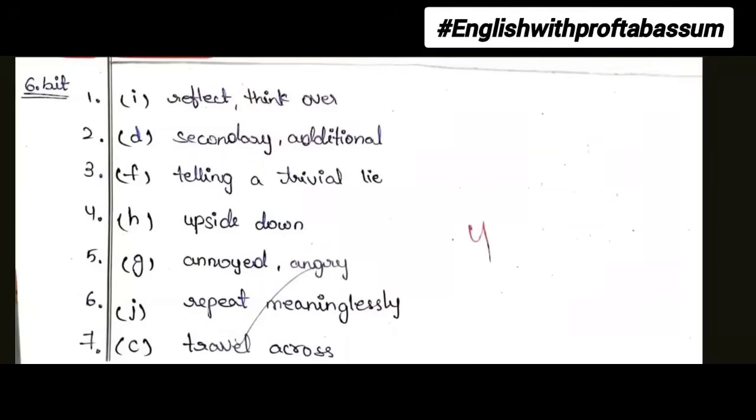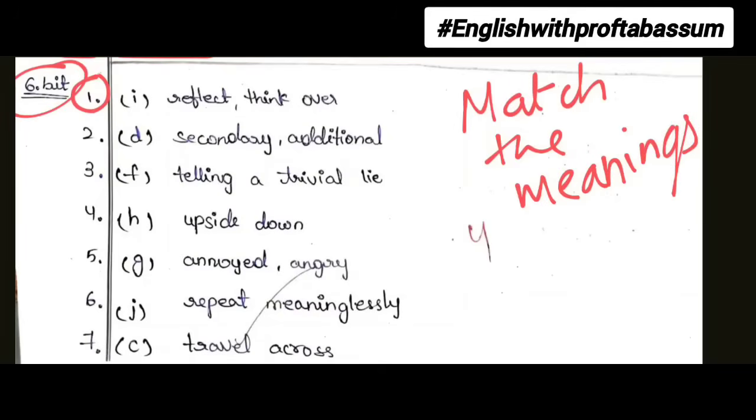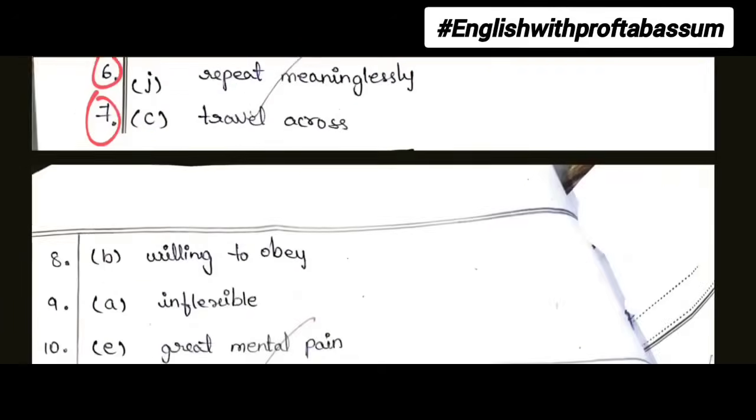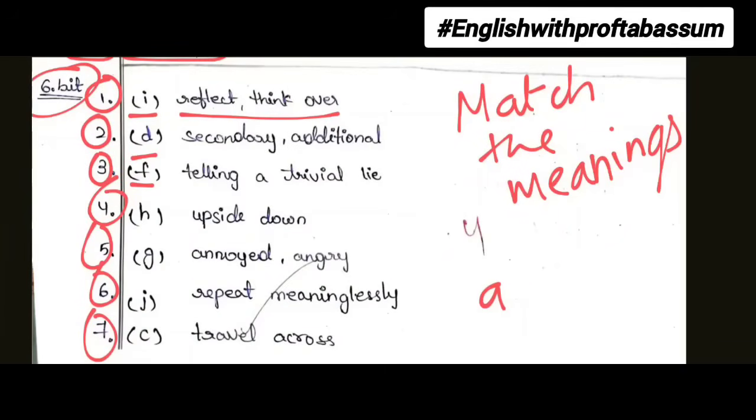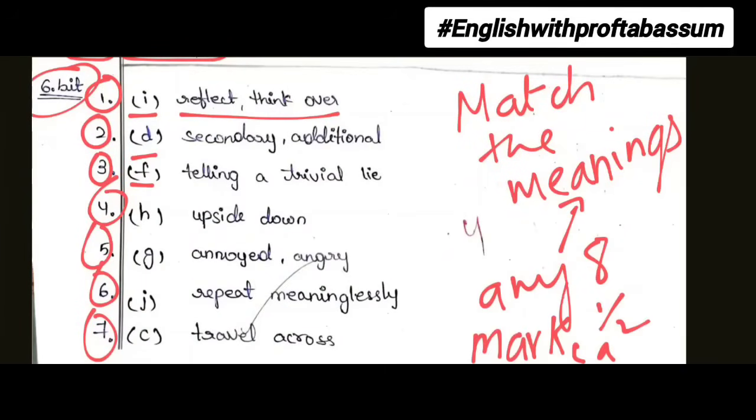Now moving on to bit number 6, that is match the meanings. In match the meanings, you must first write bit number 6, then write 1, 2, 3 and then ABCD. Do not draw lines and match. Write this way in the exam. So the student has written all 8, 9, 10 answers. But in the exam, you can write any 8 for half mark each. So total 4 marks in this bit.